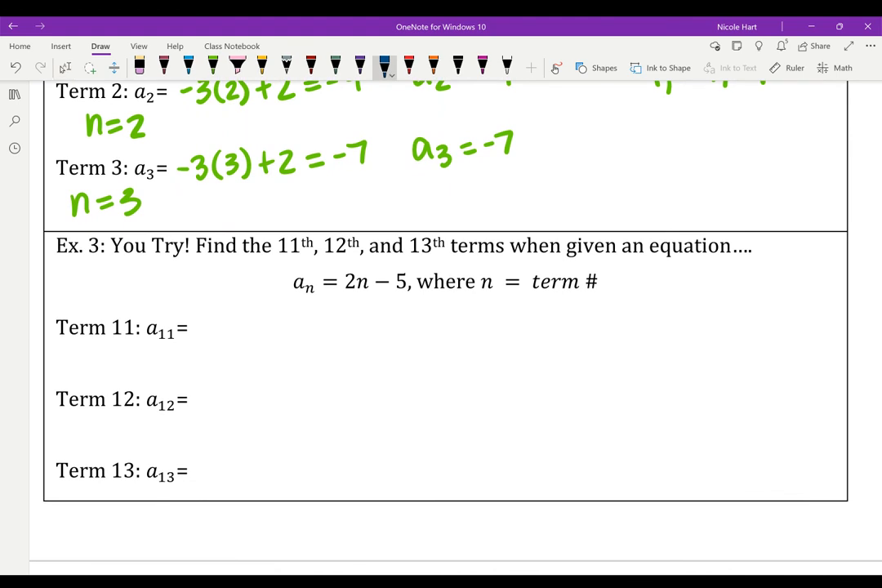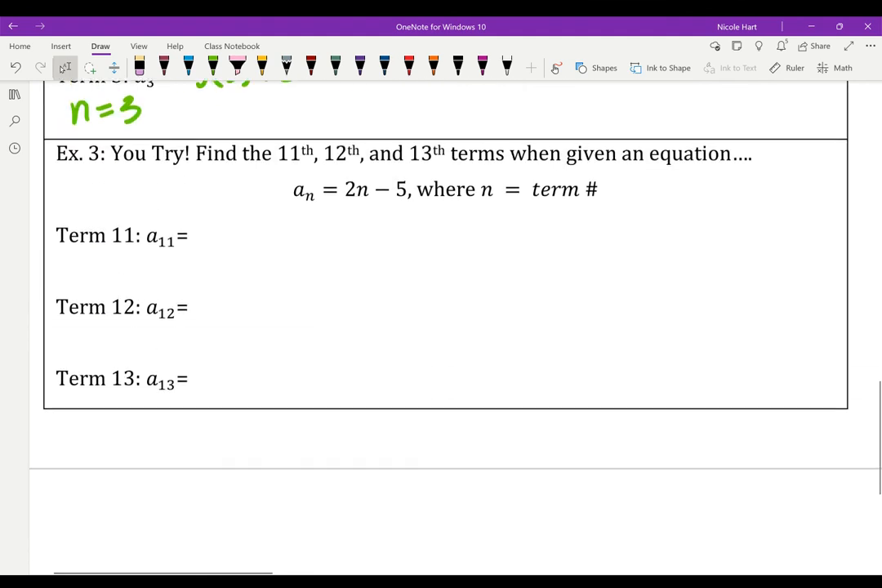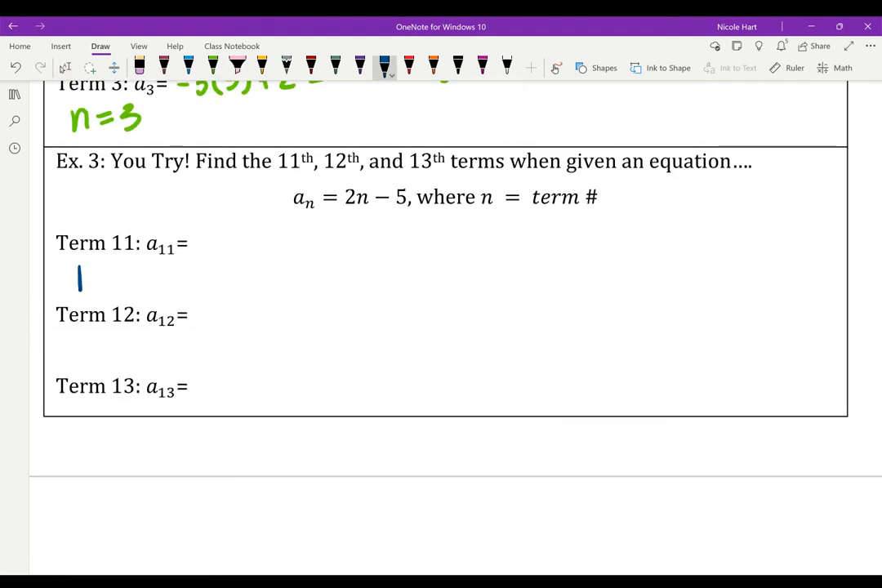Here in our last example, we are looking for the 11th, 12th, and 13th terms. So we're not starting at the very beginning, but that's okay. All we have to do is take whatever the number is and plug it in for n. So we have n is 11, n is going to be 12, and n is going to be 13.